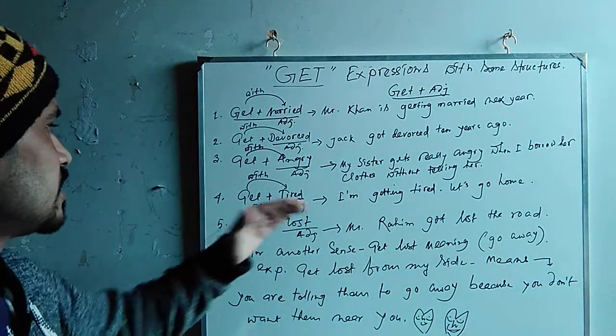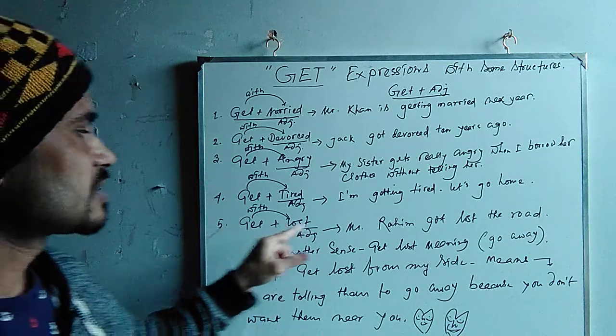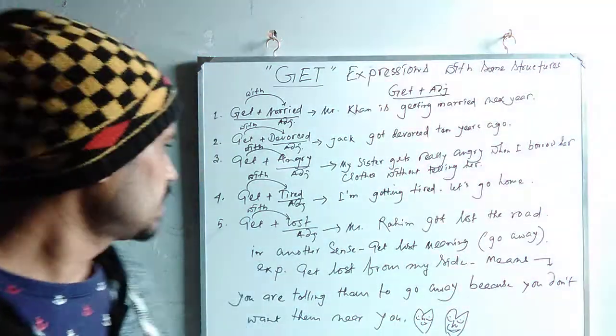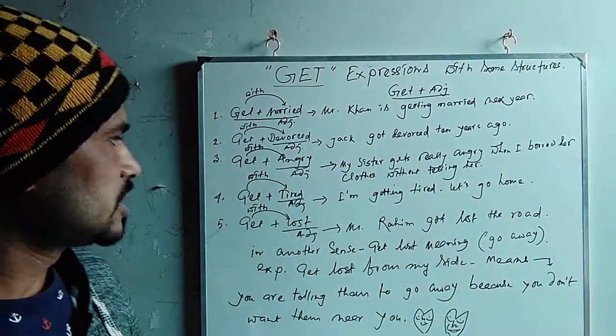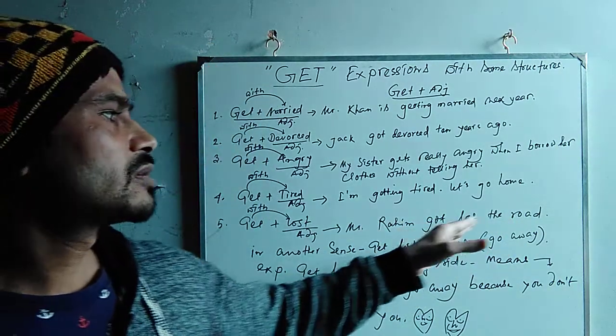Okay, the next structure or phrase would be get plus lost. Lost is an adjective, so the sentence would be: Mr. Rohim got lost on the road.